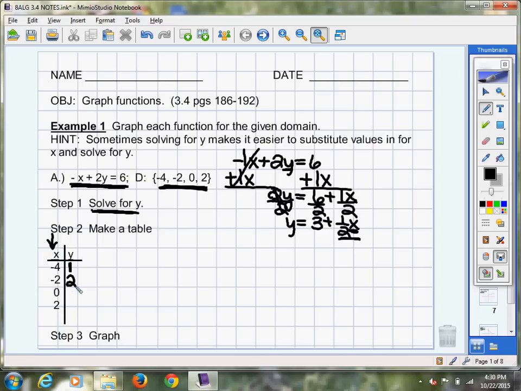We're going to go back and plug in 0. Half of 0 is still 0, and 0 plus 3 is 3. I think we're seeing a pattern here, aren't we? And then we're going to plug in a 2. Half of 2 is 1, and 1 plus 3 is 4. Okay, so that's what we did. Rearranging for y is always a good idea, especially when it's not already by itself.